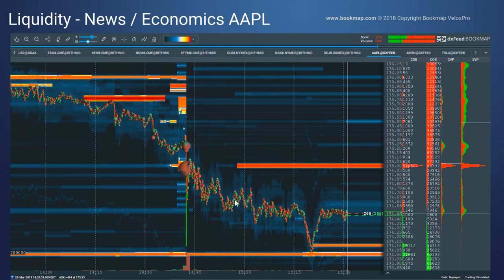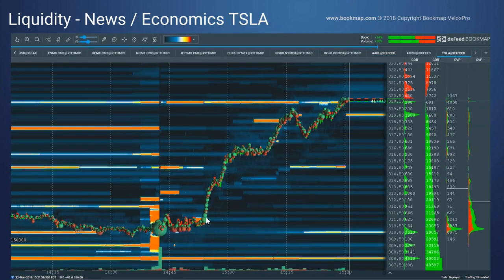Now, let's look at the way that it came down into these areas here in Apple, and you can see clearly that there are some sellers, no question about it. We know where it's valued, at 174. The selling is not as strong as that auction that we saw earlier, looking at Tesla here.